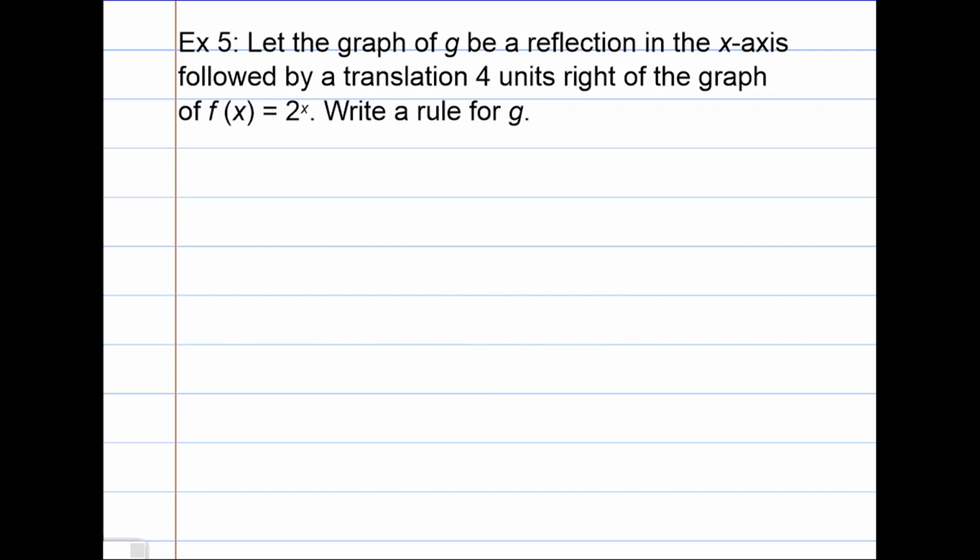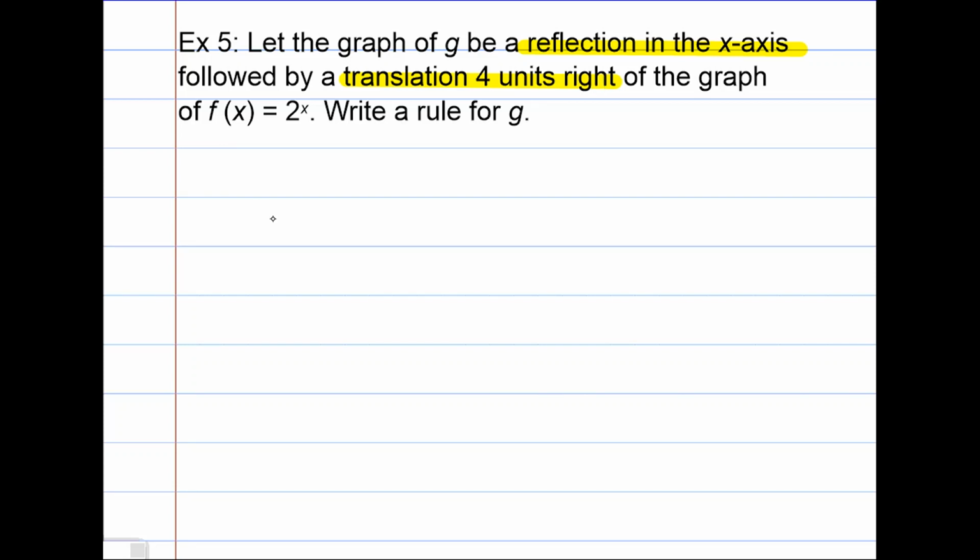Example 5. Let the graph of G be a reflection in the x-axis followed by a translation 4 units right of the graph of f of x equals 2 to the x. Write a rule for G. When it says to write a rule, we are simply writing a new equation. The first thing you need to do is look at what you're trying to get. What are your changes? Let the graph of G be a reflection in the x-axis. That's the first thing. Followed by a translation 4 units to the right.